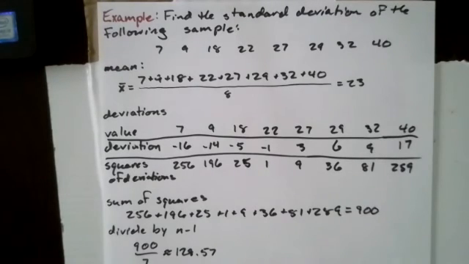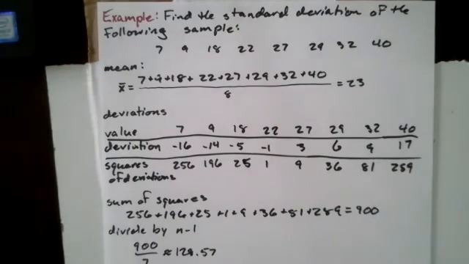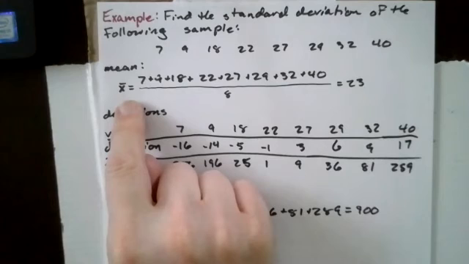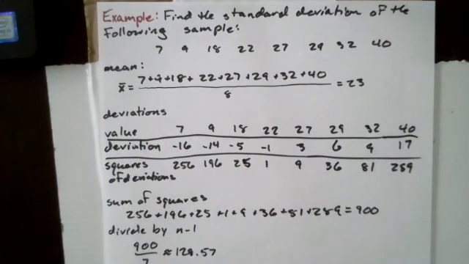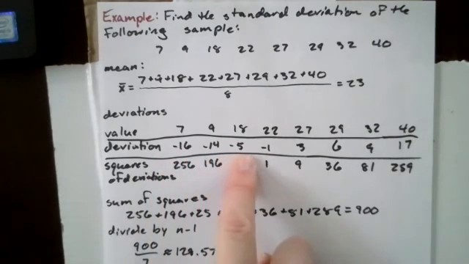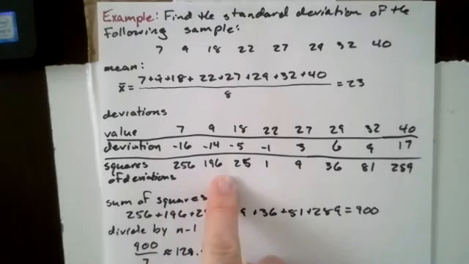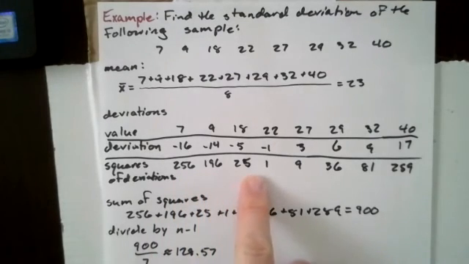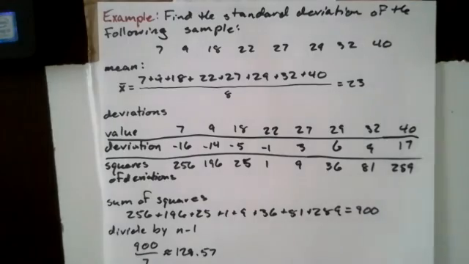So for example, find the standard deviation of the following sample: 7, 9, 18, 22, 27, 29, 32, 40. So first we find the mean of the sample, which is 23. Then we find the deviations. Here they are. Negative 16, negative 14, negative 5, and so on. And we square each of them to get 256, 196, 25, 1, 9, 36, 81, and 289.